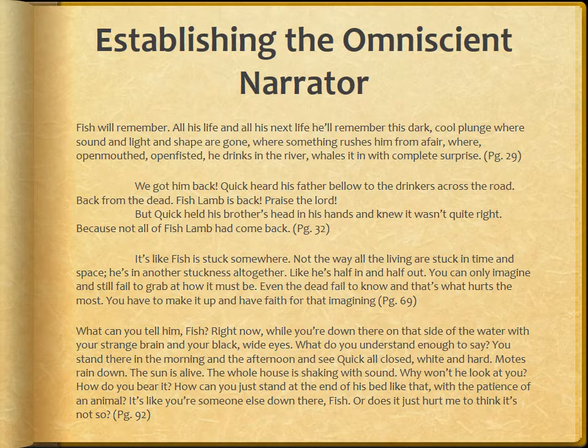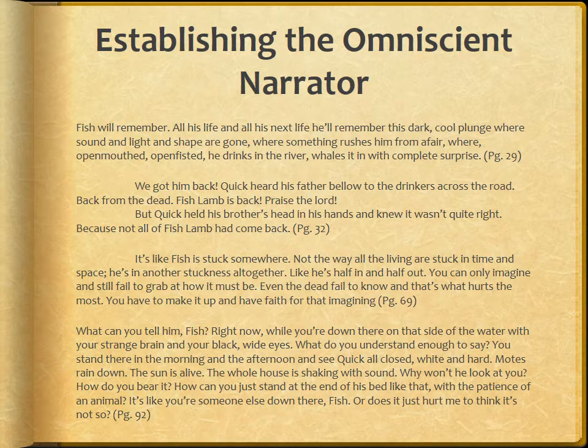And it progresses even more with passages on page 69. It's like Fish is stuck somewhere. Not the way all living is stuck in time and space. He's in another stuckness altogether. Like he's half in and half out. You can only imagine and still fail to grab at how it must be. Even the dead fail to know, and that's what hurts the most. You have to make it up and have faith for that imagining.